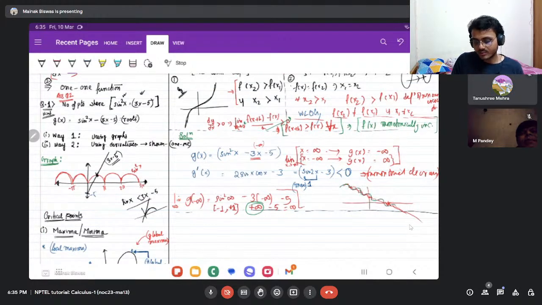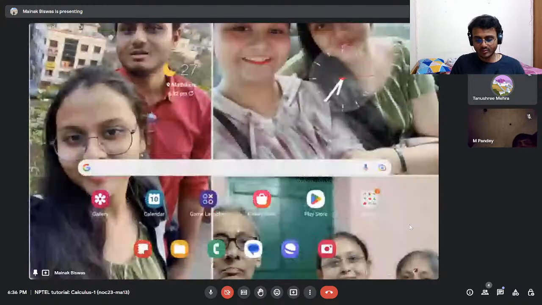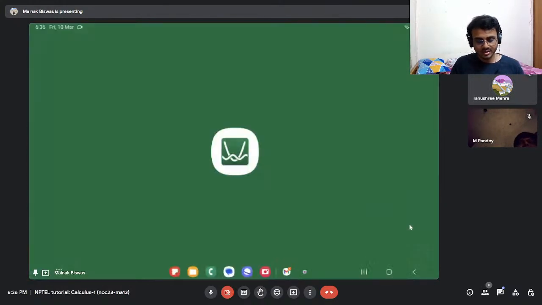So your graph will look something like this. You will have perturbations according to the sin x function, but you will have a decreasing function. This is the idea. So there's at most one point where g of x is 0, right? Yes, sir. So let's try and plot this. You'll always have a decreasing function. It's a 1-1 function.